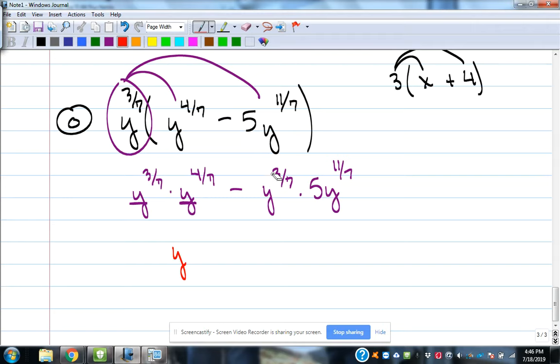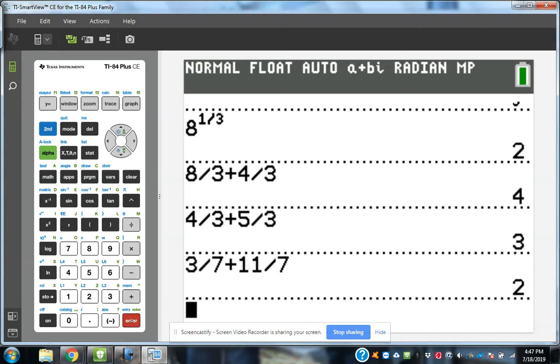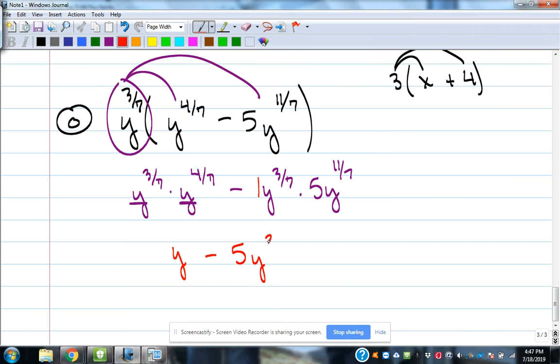And then on the second one, we've got this 5, and that's kind of making it a little tougher, so we have to take care of that. Well, it's really 1 times 5, which is 5. And then we have 3/7 plus 11/7. And 11 plus 3 is 14. 14 divided by 7 is 2. It ends up working out to be y squared there. And this would be an acceptable answer.